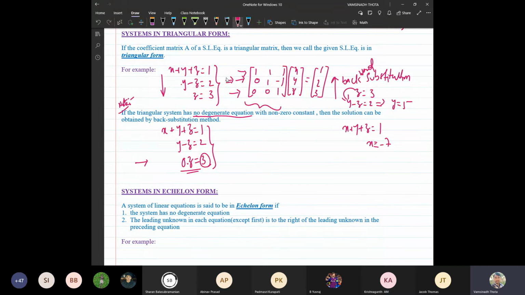Now the question is whether this equation has any solution or what. Does this degenerate equation with a non-zero constant have any solution? May I know your answers? Give your answers in the chat box. Does this equation have any solution? No, it does not have. It will not have any solution.